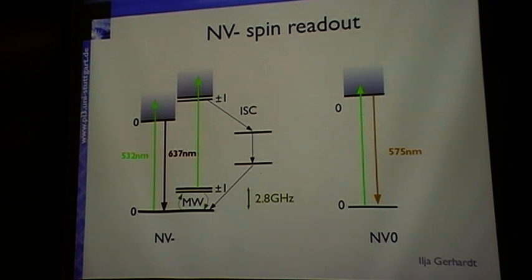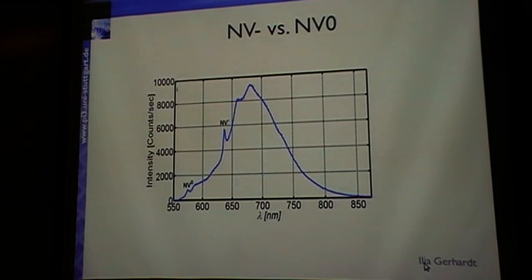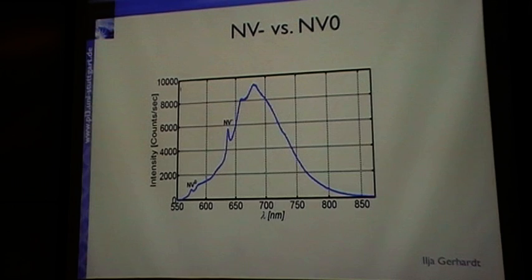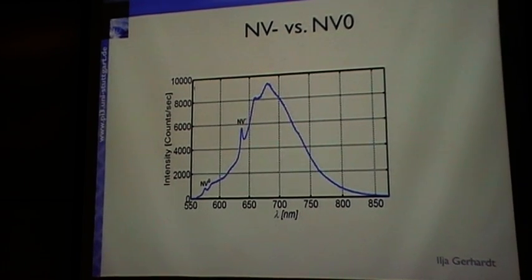So this has a lot of implications also for other experiments. For example, if we want to get the coherence phonons out of here. So here, this is the overall spectrum. I was showing only a tiny picture in the beginning, but here you see 637, the NV minus, and 575, the NV0.